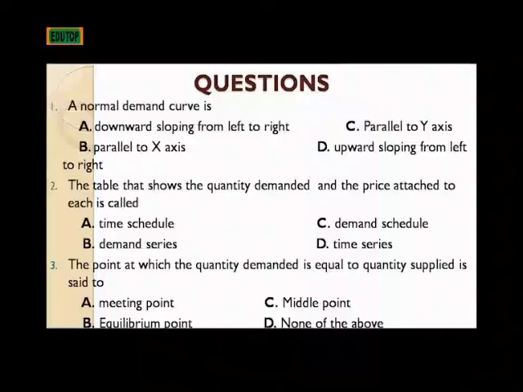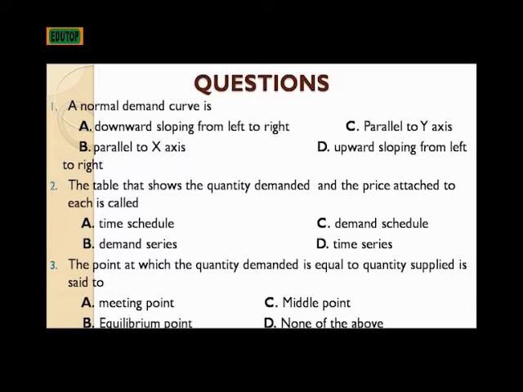B. Parallel to x-axis. C. Parallel to y-axis. D. Upward sloping from left to right. Number 2. The table that shows the quantity demanded and the price attached to each is called dash. A. Time schedule. B. Demand series. C. Demand schedule. D. Time series.